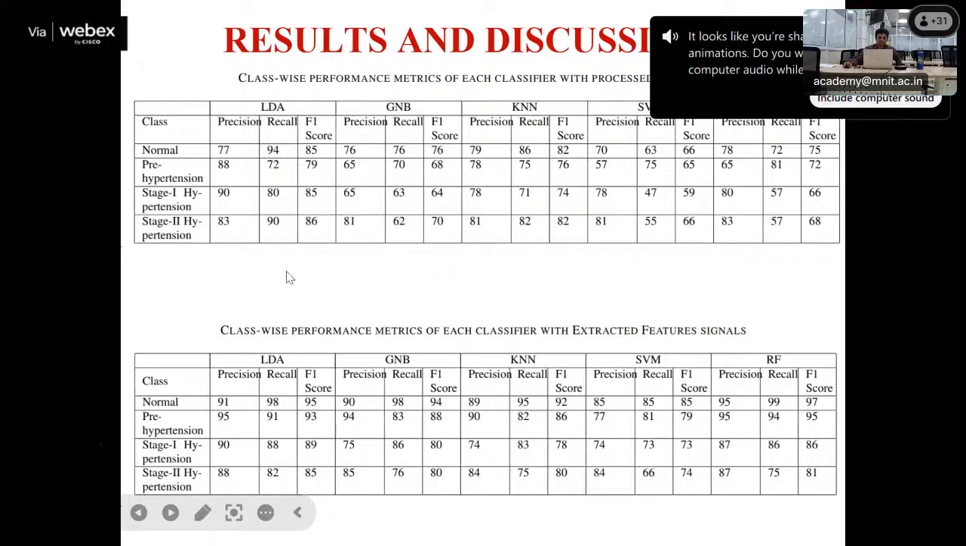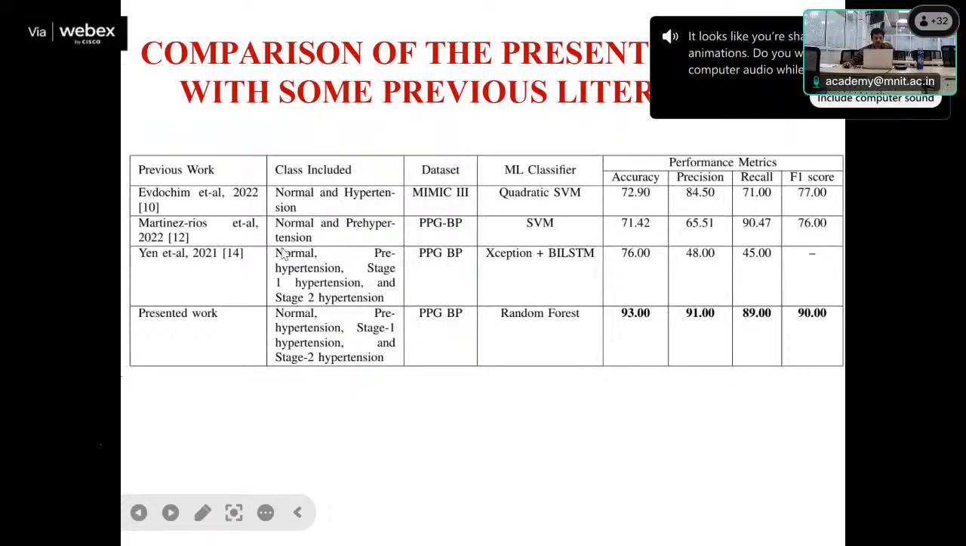Similarly for the different stages of the CVD, or I should say hypertension. That is normal, pre-hypertension, stage 1, that is mild hypertension, and stage 2, which is severe hypertension. And we have compared the work with the others.